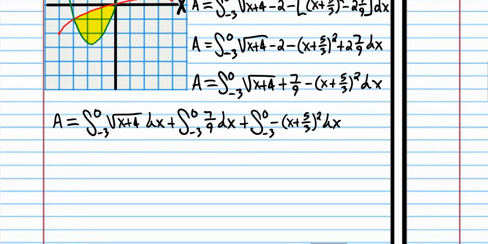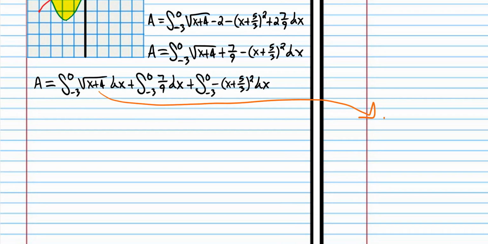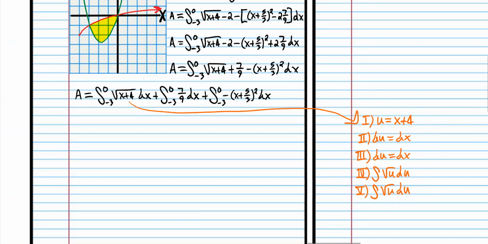Okay, so everything looks right. Now, here again, we're going to use U substitution. So I'm going to go over here. I'm going to let U equal x plus 4. And second step is to find the derivative of U. Third step is to solve for dx. Fourth step is to write the integral. So we have root U du. Fifth step is to cancel out the x's, but there are no x's, so that was easy.